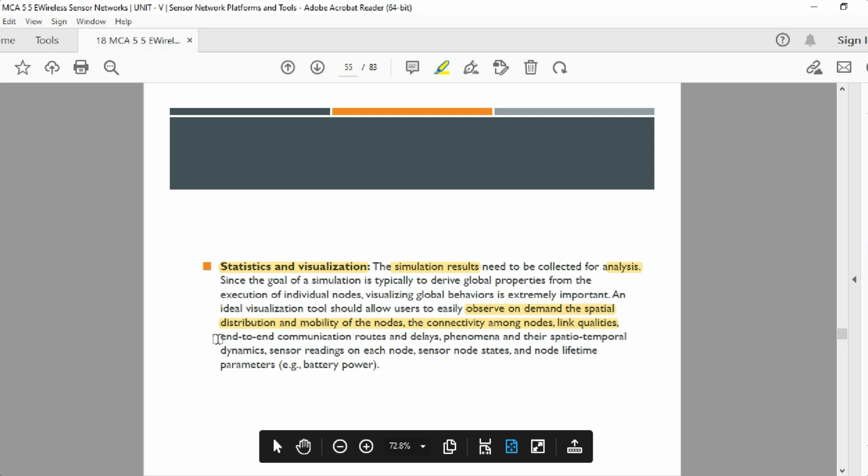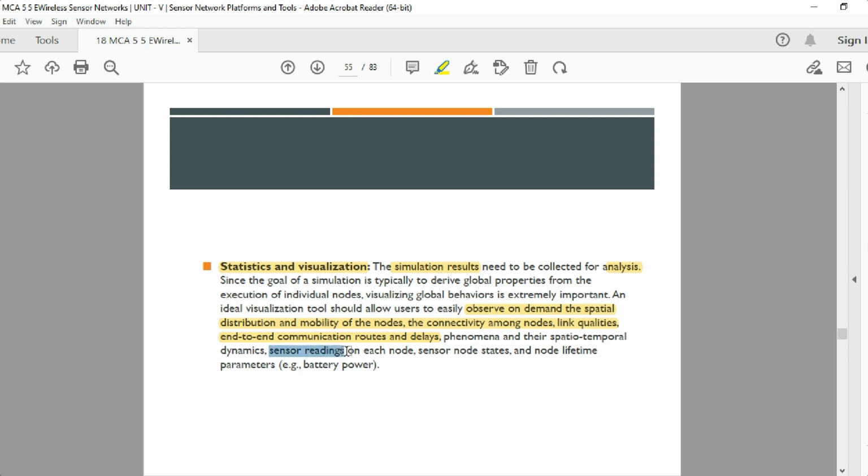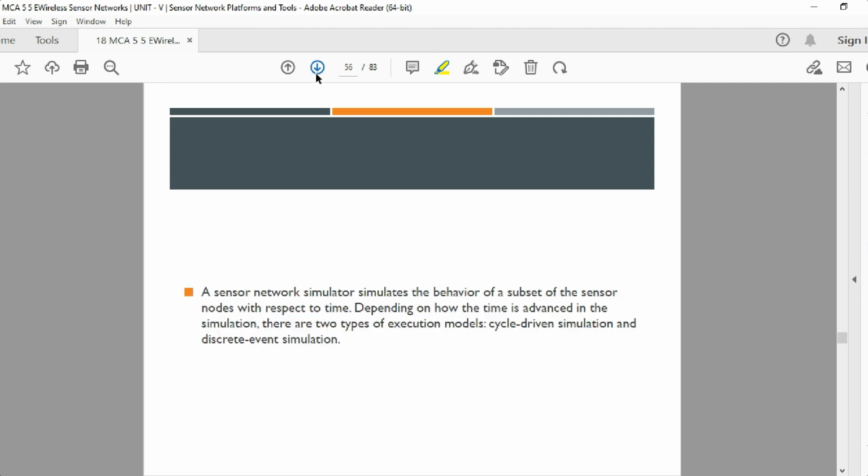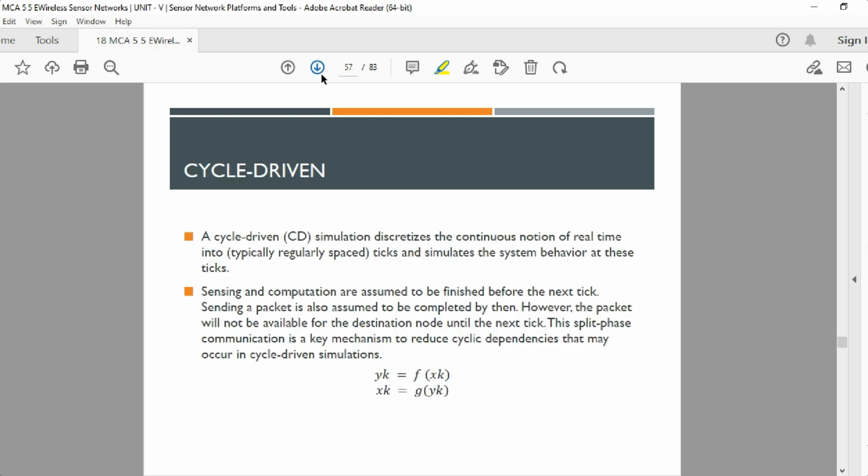And then we have to discuss the end-to-end communication routes and the delay. And we are discussing the sensor readings on each node, how the sensor node behaves, and what the sensor network lifetime is. Depending upon the time advance in the simulations, we can have two categories. One is cycle driven simulation, the other one is discrete event simulation.